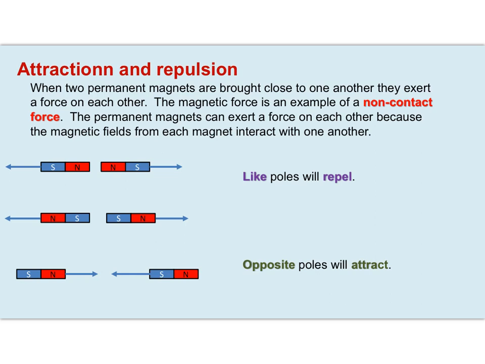You need to be aware that like poles will repel. So if we bring 2 norths together, they'll move apart, that's repulsion. If we bring 2 south poles together, they will also repel and move apart. But you should also be aware that opposite poles will attract. So if we bring north and south together, they'll attract. This causes the magnets to move towards each other.